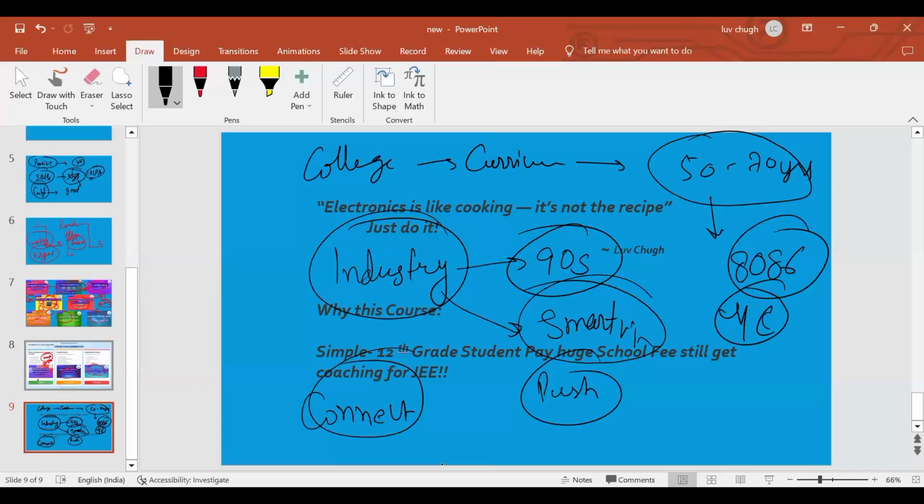Industry always values the product. They won't value your curriculum. The curriculum is all over the internet, right? This is the exposure.